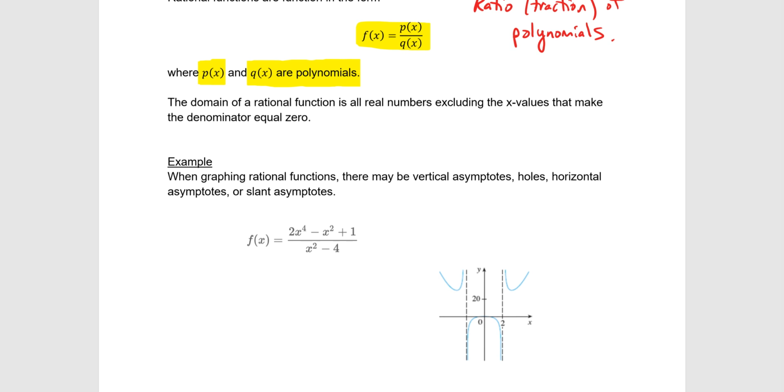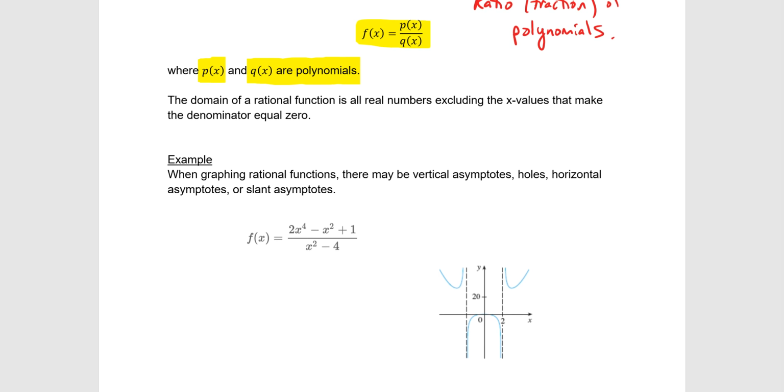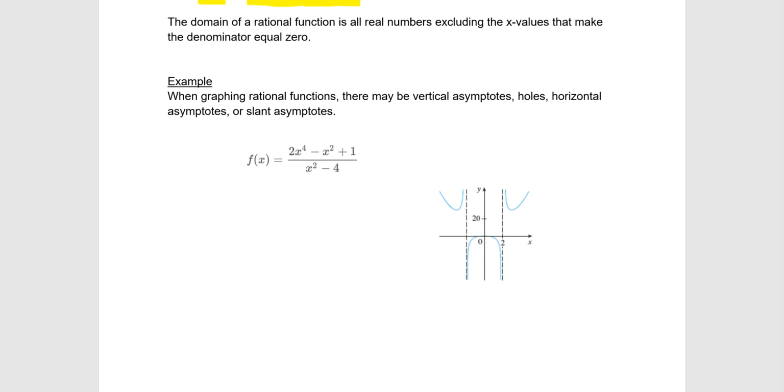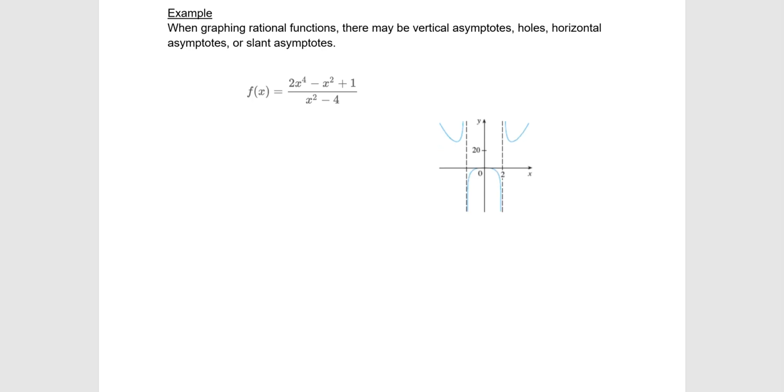Okay, so the domain of a rational function is going to be all real numbers except the x values that make the denominator equal to 0, because we can't divide by 0, right? Those x values that do that are either going to be a vertical asymptote there or there will be a hole there. So it gets a little bit more complicated with rational functions.